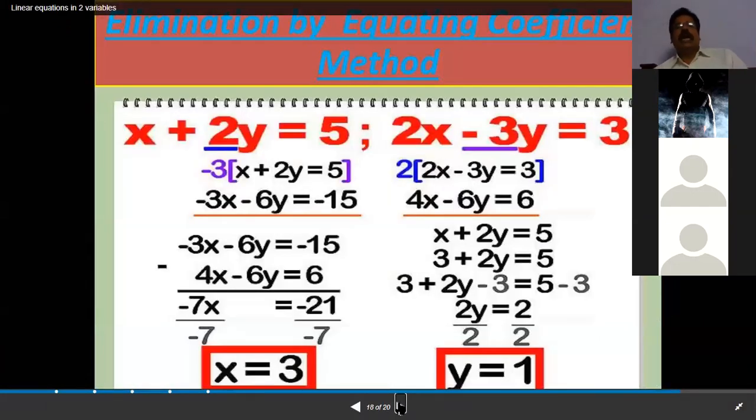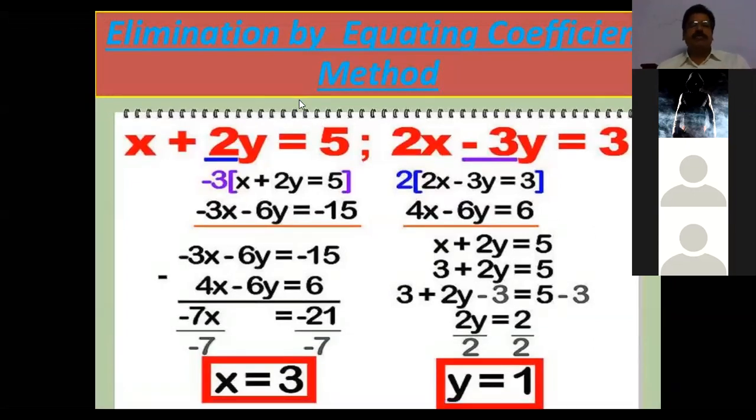And next, the elimination method. Clearly mentioned here, elimination by equating the coefficients means, here the two equations are x plus 2y equal to 5 and 2x minus 3y equal to 3. We can make y the variable to eliminate. If we make x the variable, we can multiply the first equation only by 2. But you want to make y the variable, that's why you multiply both the equations, which is the easy way.